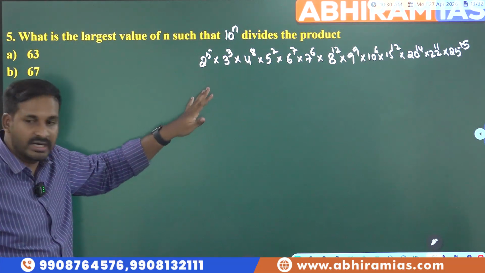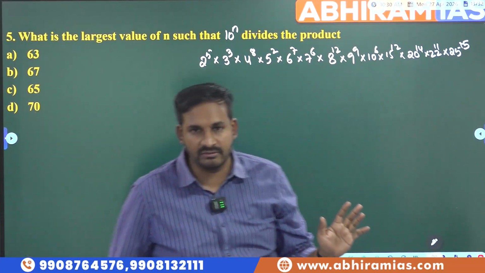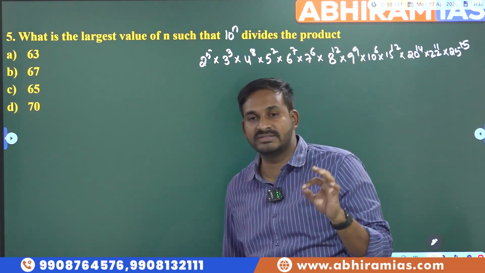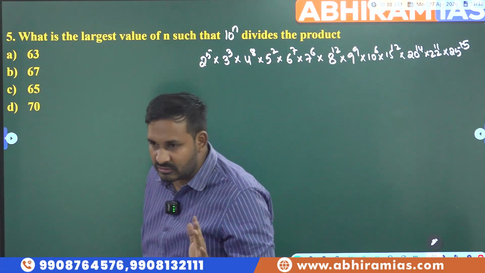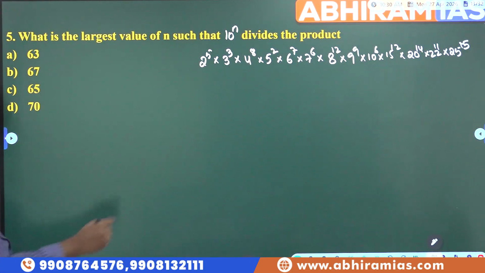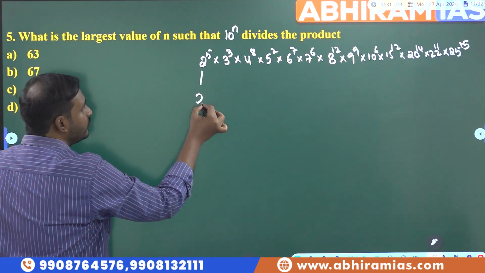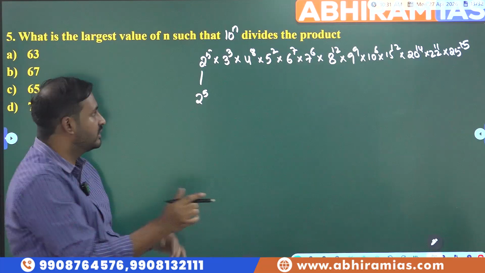So in the given product, we will not bother about all the numbers. We only concentrate on the numbers where we get 2s and 5s. Now here, 2 is directly 2 to the power of 5. Here 3, I don't have any 2s or 5s, so ignore that 3.